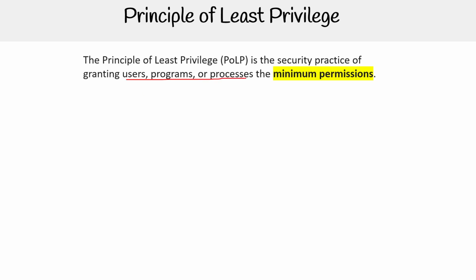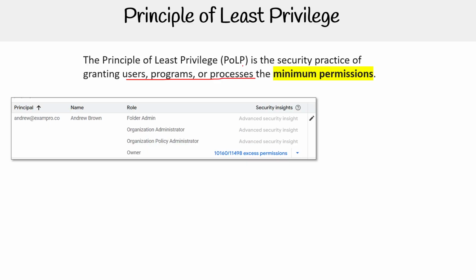When we talk about these three things, we're really talking about principals. A principal is a term for the thing that you are giving or granting access to. So you can think of users, programs, and processes as principals, and we're talking about GCP. But here's an example of something that is very overly permissive.